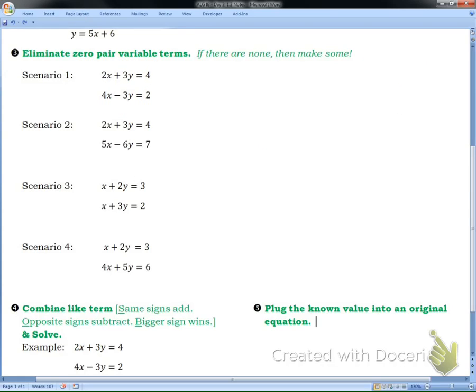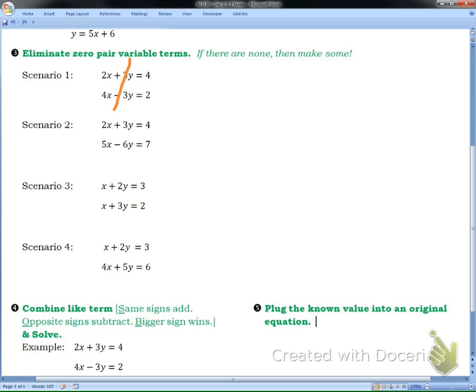So the whole purpose of the elimination method is that you are trying to eliminate or get rid of one of the variables, find out what the value is of just one variable, and then eventually you're going to plug it back in. Because we have this zero pair, we have just eliminated a variable. We know that positive 3y plus a negative 3y would equal 0, so they're gone.